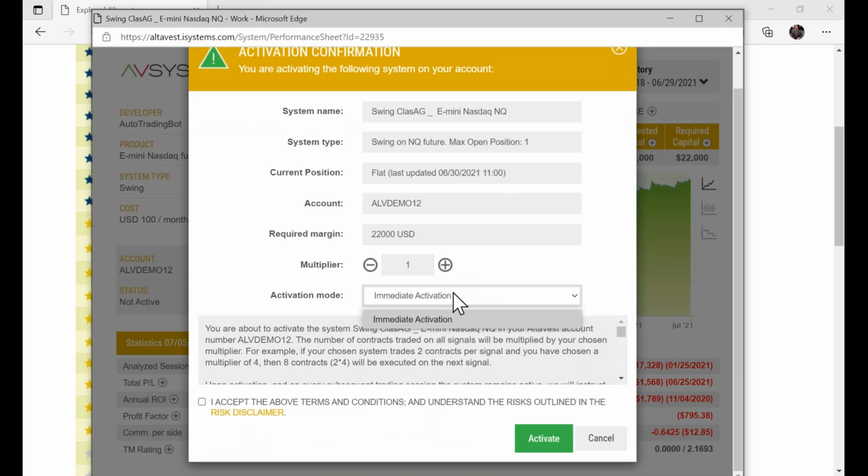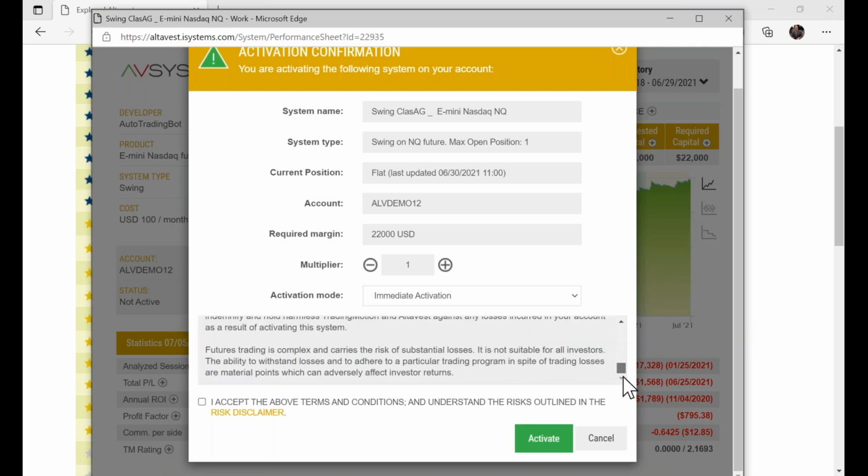You can choose to immediately activate. 1 unit here is basically 1 contract. If you did 2, then of course you're doing essentially double the amount, but everything is based off of 1 unit and all the performance data. So if we don't activate, that's okay. I'll just show you what happens if it were to activate and go through.